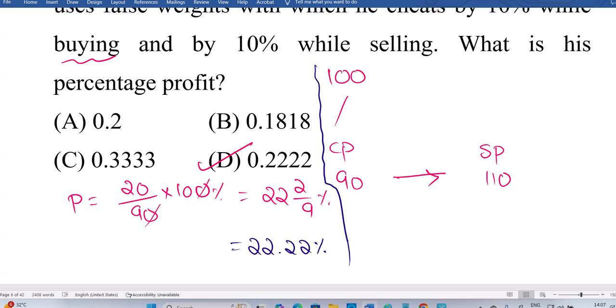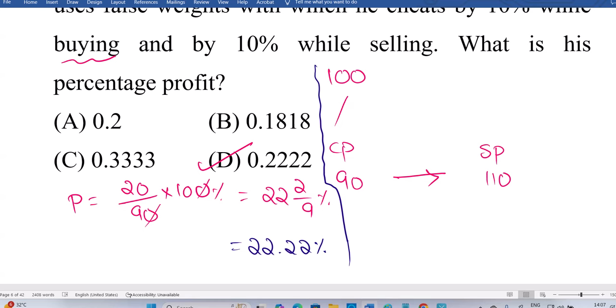Right? So you're using false weight to cheat them. So here 90, and you have a profit. While selling, you are cheating them, means again there it's 110. Instead of 100, you have to sell it for 110. Understand the question. Don't argue that 110 should become 90, then you have a loss. The question is clearly asking about profit. Maybe next you may get the same question, but instead of 10 and 10, they may use 20 and 15, 20 and 10, 10 and 20.